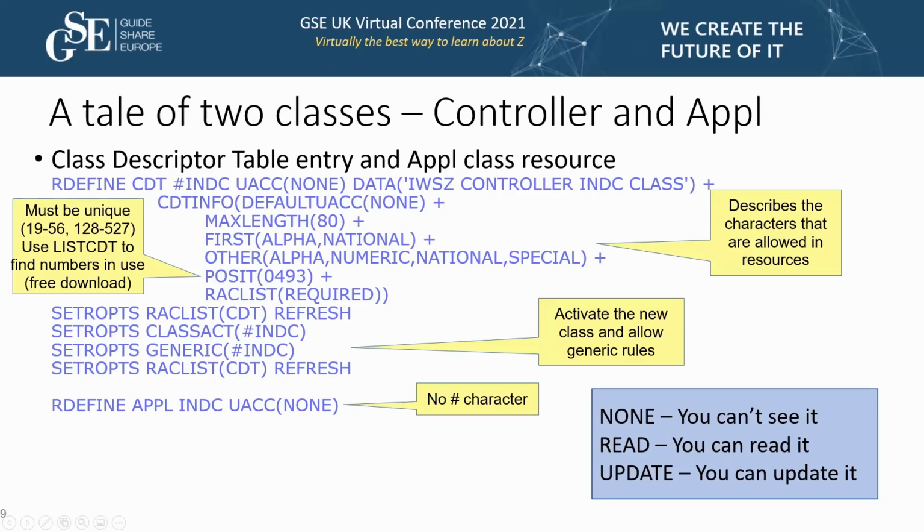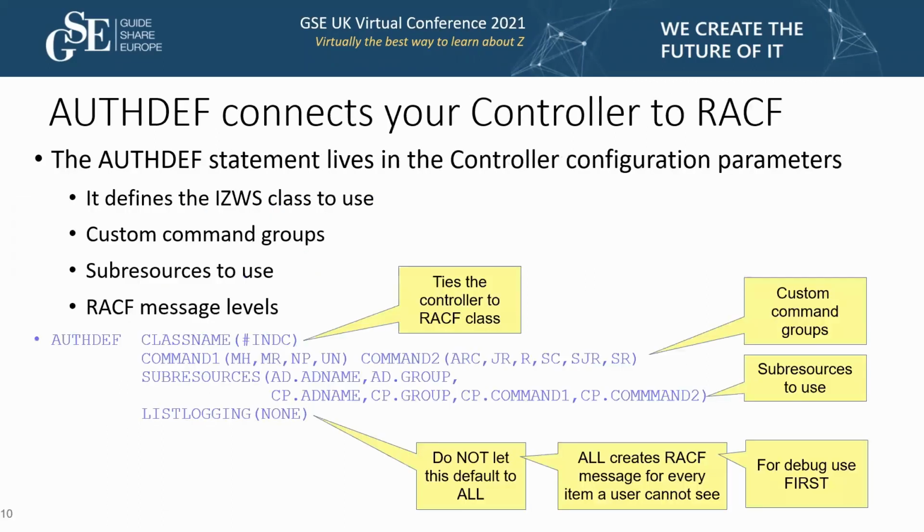But then I mentioned that you can call that class whatever you like, but you tie it to your controller with this statement, the AUTHDEF statement. It lives in your controller configuration parmlib member, with your OPCOPTS and all the rest of that. And this line here ties the controller to the RACF class.